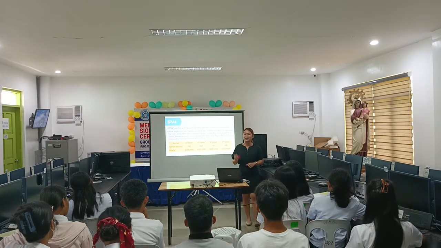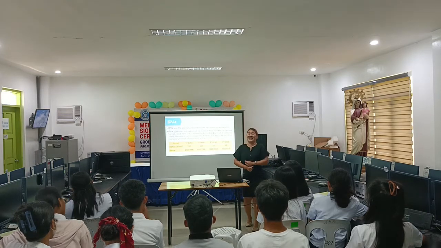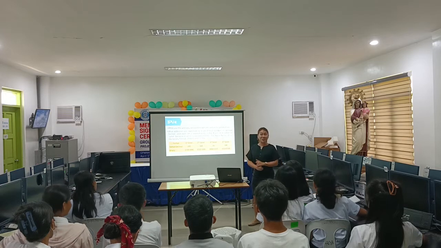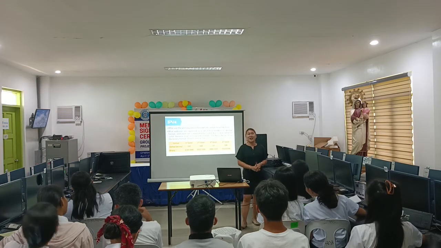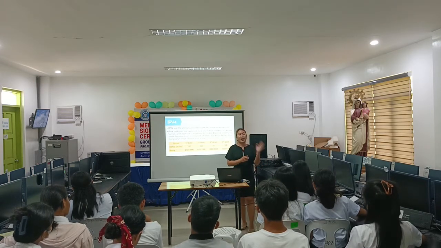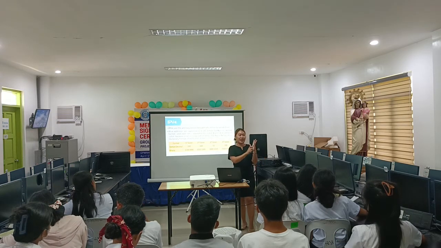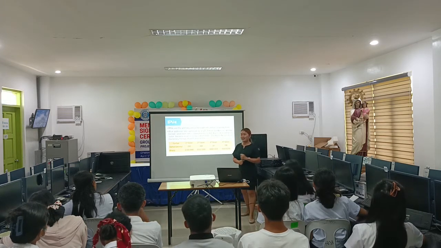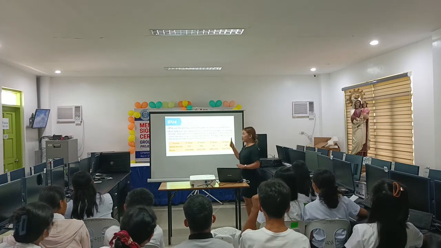And the hexadecimal, 16 digits, 0 to 15? No. The hexadecimal is a combination of numbers and letters. Okay. So when we say hexadecimal, 0 to 9 and letters A to F. Six letters: A, B, C, D, E, and F. So those are hexadecimals. And that hexadecimal will be used for our IP version 6.